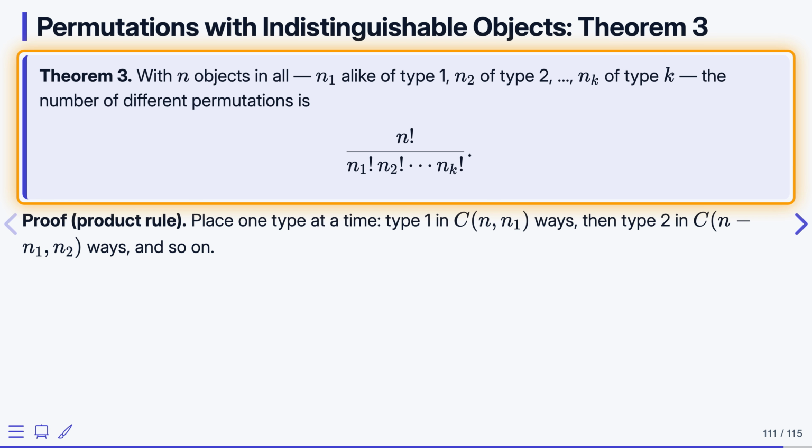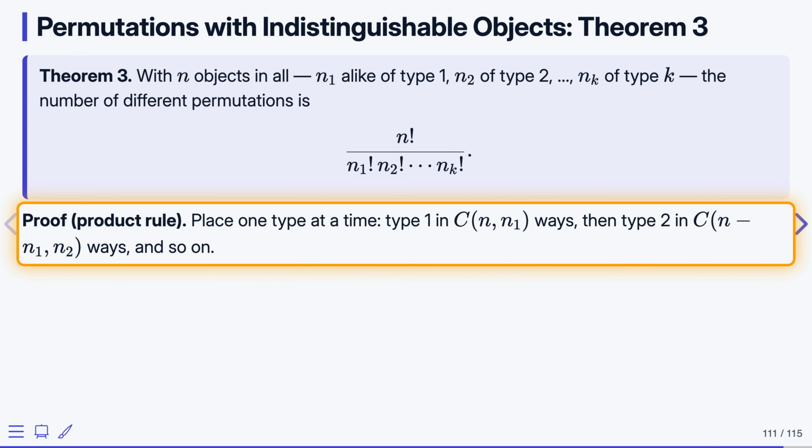The success example leads to a general rule, called Theorem 3. Suppose we have n objects in all. There are n sub 1 objects of type 1, n sub 2 of type 2, and so on up to n sub k of type k. Objects of the same type look alike. Then the number of different permutations is n factorial over the product of the type factorials.